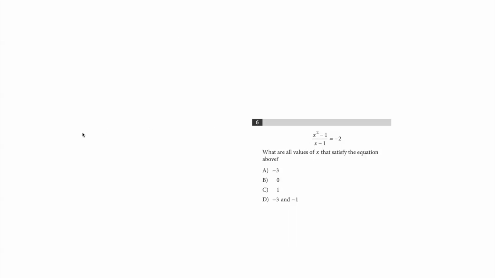Question 6. This is x squared minus 1. Can we write it like x squared minus 1 divided by x minus 1 is equal to x minus 1, x plus 1 divided by x minus 1? They have written that it is equal to minus 2. So x minus 1 is gone. X plus 1 is equal to minus 2. X is minus 3. A is the answer.